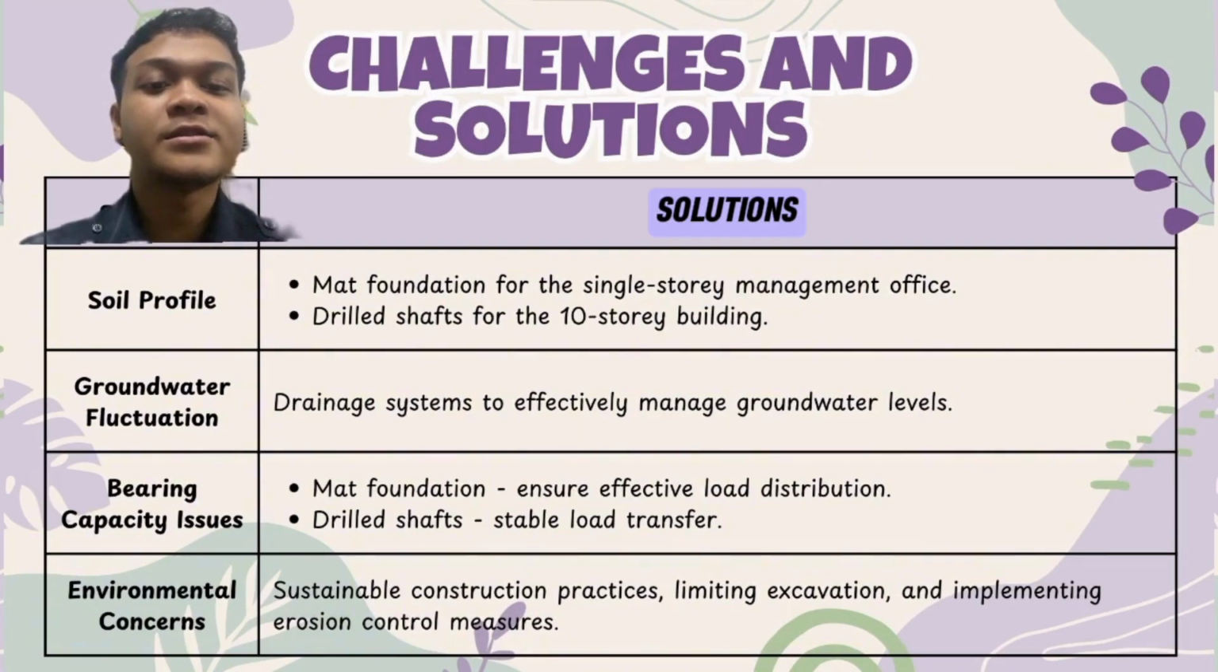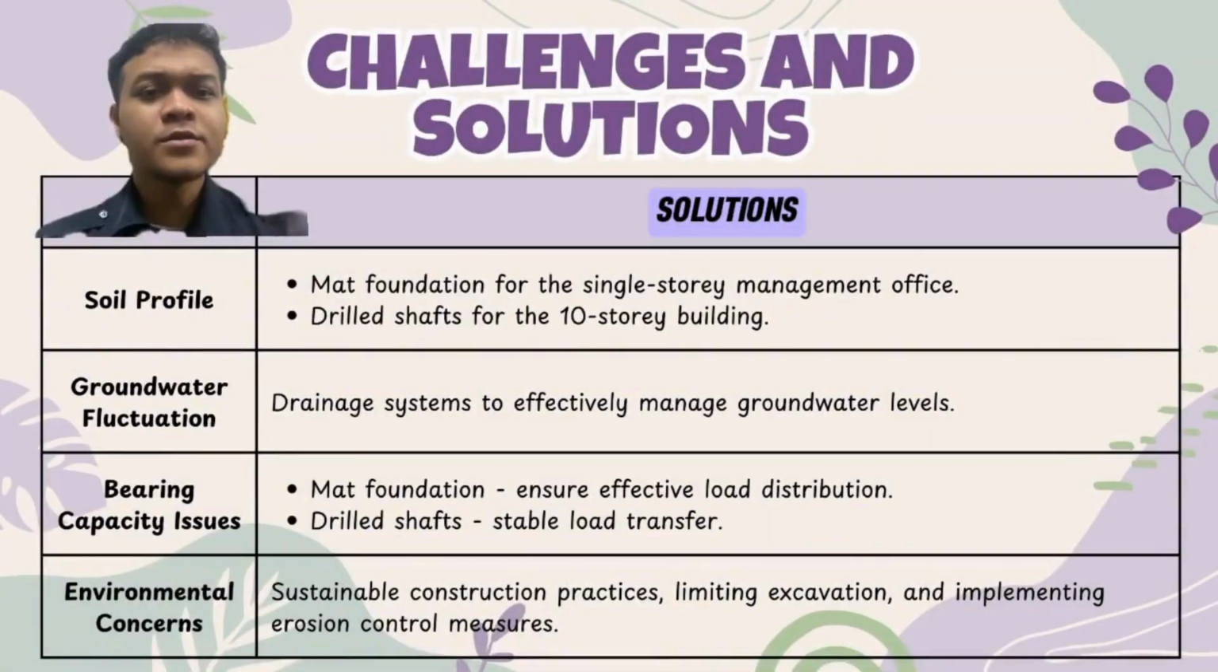Okay, next the challenge is bearing capacity issues: the uneven load distribution, leading to potential settlement risk for heavy structures. So the solution, we use mat foundation to ensure effective load distribution, and drilled shaft for stable load transfer to the high-rise building. And the last challenge is environmental concerns: the potential site disturbance impacting adjacent agriculture, land and habitats. So the solution, we use sustainable construction practices, limiting excavation and implementing erosion control measures.